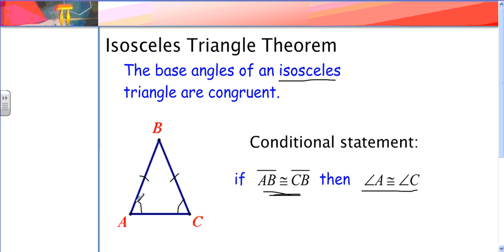Okay, so then we know angle A is congruent to angle C. These two angles have to be congruent. So this is what we call a conditional statement. We're making a condition. The condition is my triangle is isosceles, or the condition is that side AB is congruent to side CB. And the result is that angle A is congruent to angle C. Another way of saying this, of course, and not in a conditional statement, is that those base angles are going to be congruent.